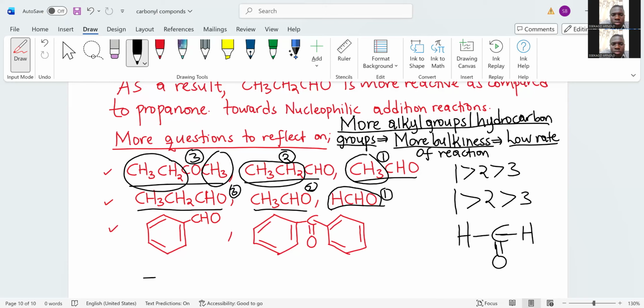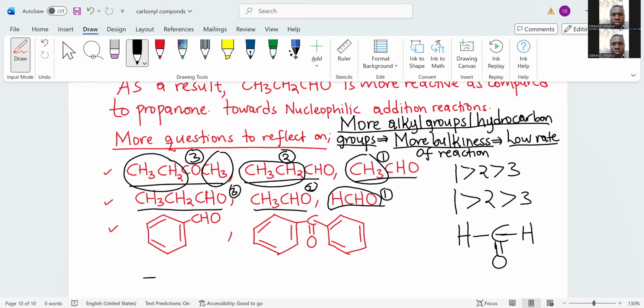Moreover, with time we shall see that if you check on the net, methanal is a gas. You expect gases to react faster than liquids and solids. So it moves freely. So methanal is least affected by bulkiness. We have nothing to do with positive inductive effect. Therefore, it should have a high rate of reactivity towards nucleophilic addition reactions.